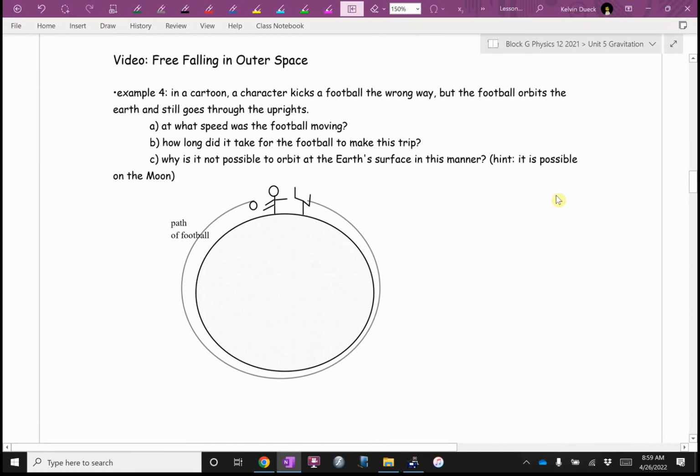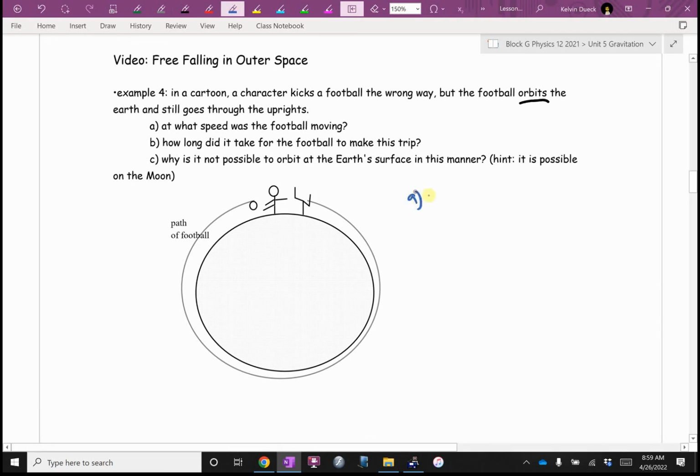In a cartoon, example 4, a character kicks a football the wrong way, but the football orbits the Earth and still goes through the uprights. What speed was the football moving? Paige, what's A asking me to find? There's a trigger word. Underline the word orbits.